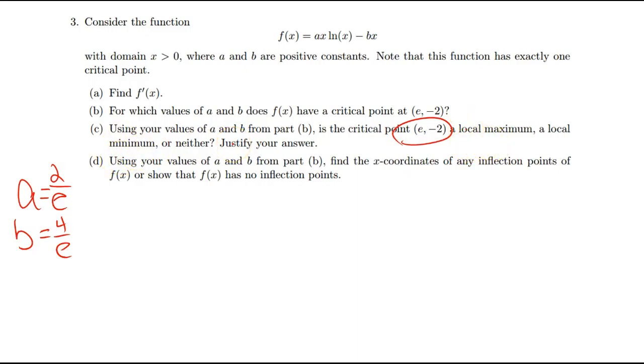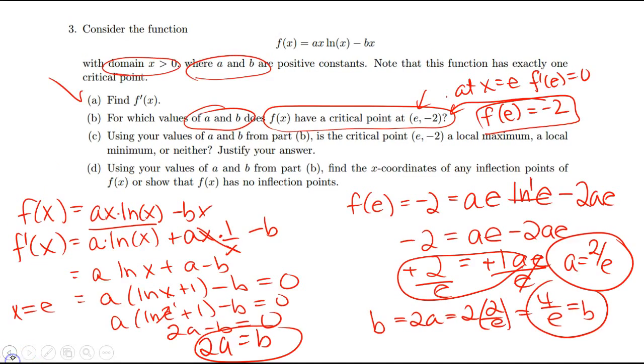So, alright, I'll look back for 1 second, and here is my second derivative. My first derivative, excuse me, looks like this, right? So if I take my first derivative at e, which is, let's see, a ln of x plus 1 minus b.